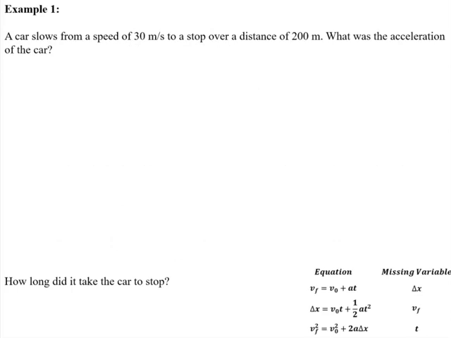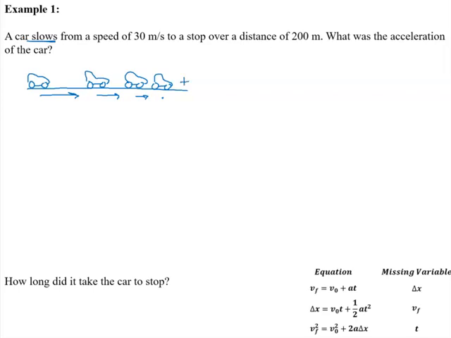All right, so we're just going to start straight into a couple of examples. So the first example, we have a car that slows from a speed of 30 meters per second to a stop over a distance of 200 meters. And we want to know what was the acceleration of the car. So we're going to draw a picture first, and we know that it's slowing down. So here's our picture. We're going to start with our car moving at a certain velocity, slower velocity, even slower, and then come to a stop.